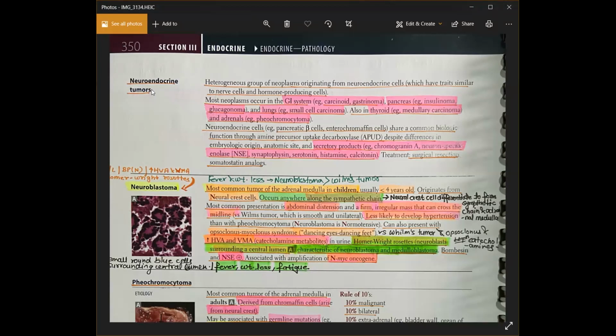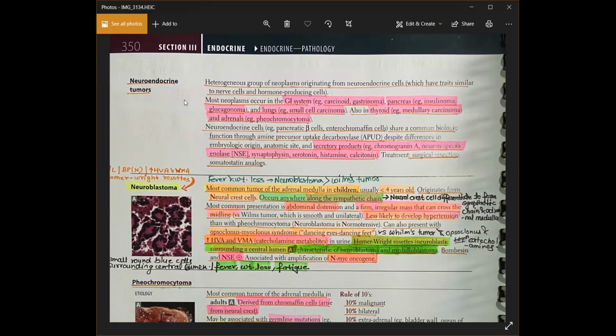Okay, these are the three most commonly tested neuroendocrine tumor markers: chromogranin, neuron-specific enolase, synaptophysin. Other markers that you can use are serotonin for the serotonin secreting tumors, histamine for the histamine secreting tumors, and calcitonin for the calcitonin secreting tumors. And what are the calcitonin secreting tumors? Medullary cancer. Exactly, medullary thyroid carcinoma.